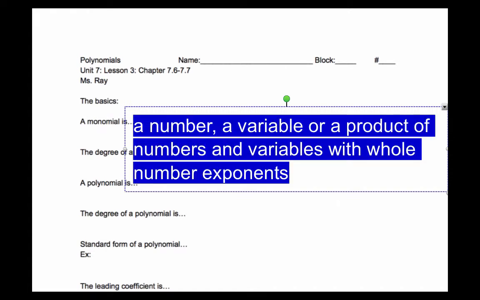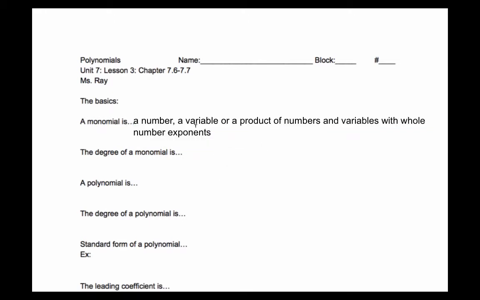Make this smaller so you can see it. There we go. That's what a monomial is. For example, an example of a monomial would be 3x or 5a squared b cubed. Both of those are monomials. A number, a variable, or a product, product means multiply, of numbers and variables with whole number exponents. So the exponents have to be whole numbers.